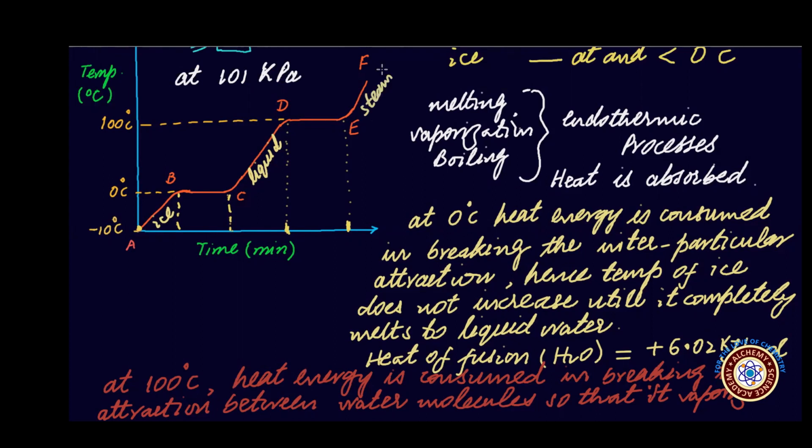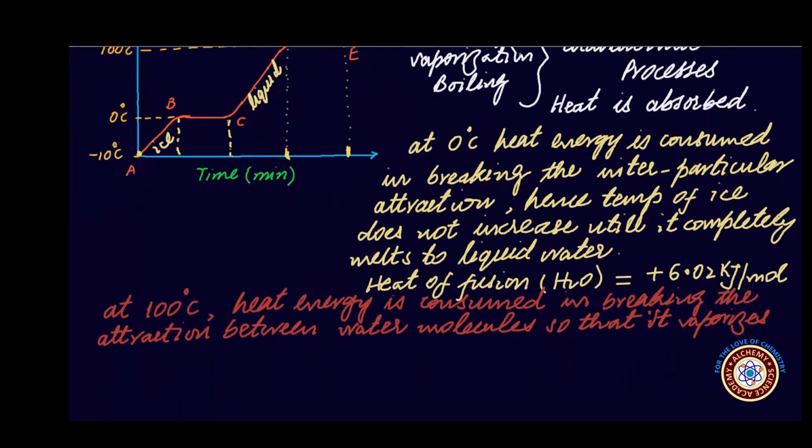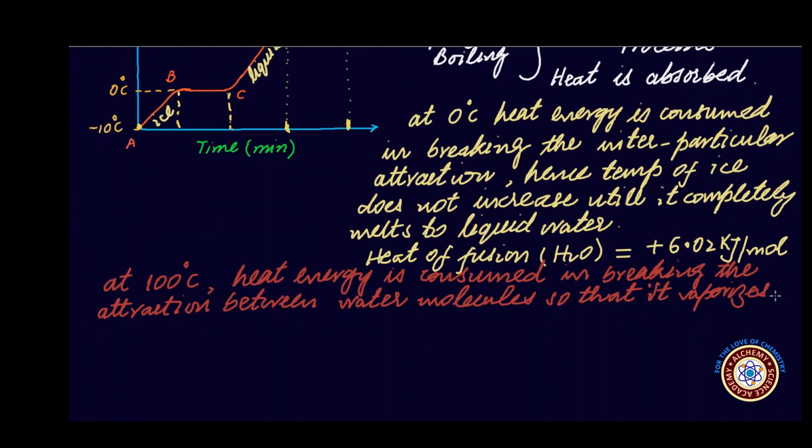So this section EF indicates steam, a physical state of water. Once the water turns into steam, the temperature of steam will further increase if heat is supplied further. In the earlier case, the amount of heat supplied is consumed to break the intermolecular forces of attraction and to convert the liquid state into steam, which is the gaseous state of water.